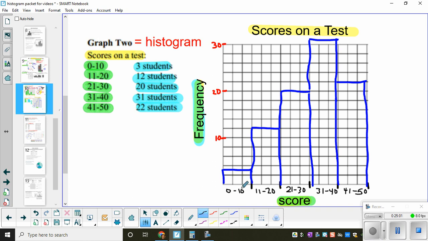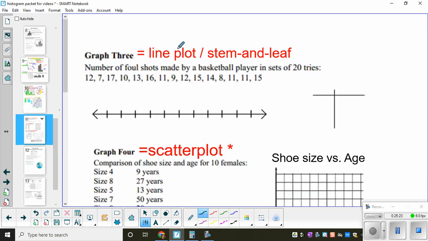Okay, so we can double check. We look at the heights. We've got 3 in this category. There were 12 in that category. We had 20 in this category, 31 in this category, and 22 in the last category. And now we just put the data into a histogram. So once you've got that, you're all set, and we can flip over and talk about line plots and stem and leaf plots.